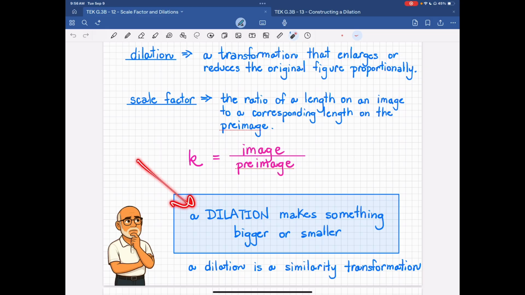Please remember that a dilation makes something bigger or smaller. If you remember nothing other than that, then you've gotten a good piece of information from the video. And also, we need to link this back and say that a dilation is a similarity transformation. It is not a rigid transformation, which is also a congruence transformation. So it's not a congruence transformation as well.